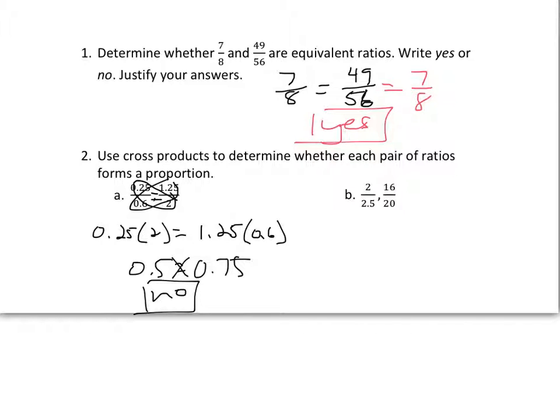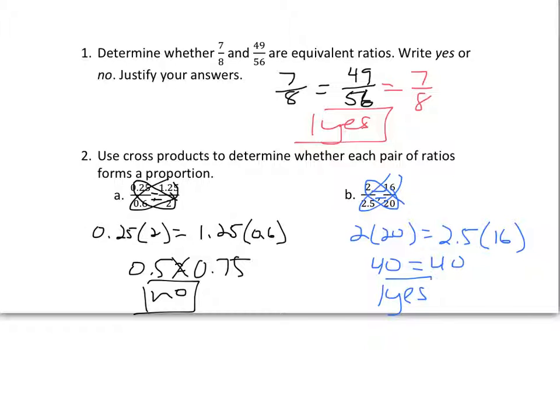And B here, same idea. We're going to multiply the cross products. So we've got 2 times 20 equals 2.5 times 16. 2 times 20 is 40. 2.5 times 16 is also 40, which is the same thing, so the answer would be yes.